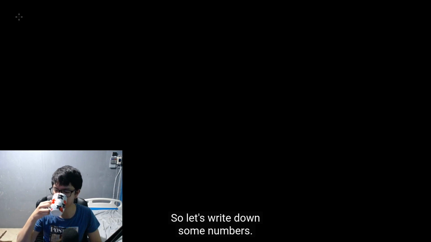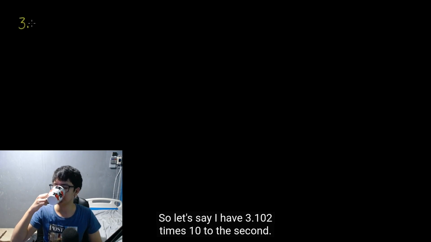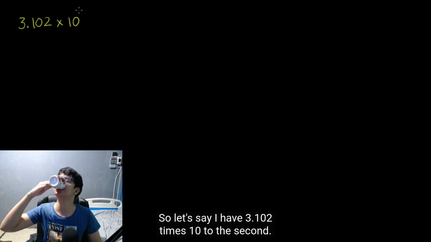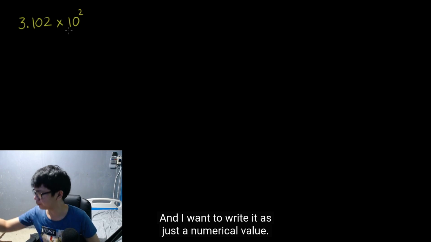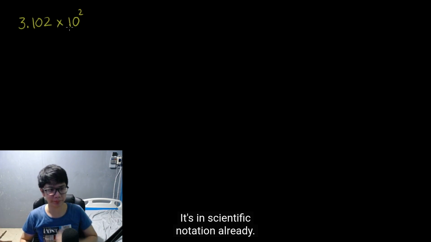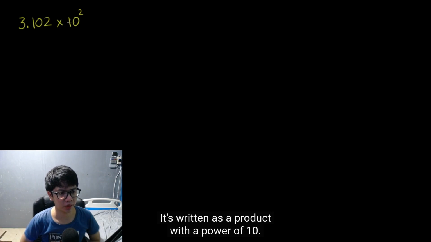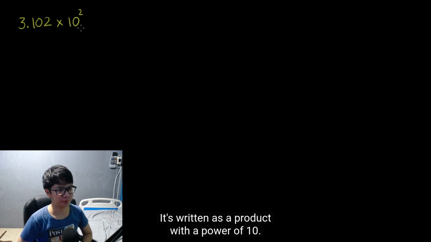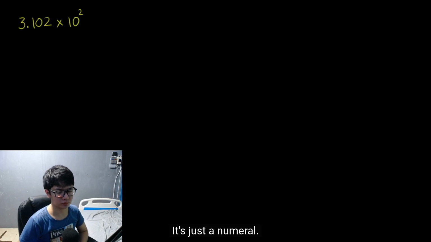So let's write down some numbers. Let's have 3.102 times 10 to the second. And I want to write it as just a numerical value. It's in scientific notation already. It's written as a product with a power of 10. So how do I write this as just a numeral?